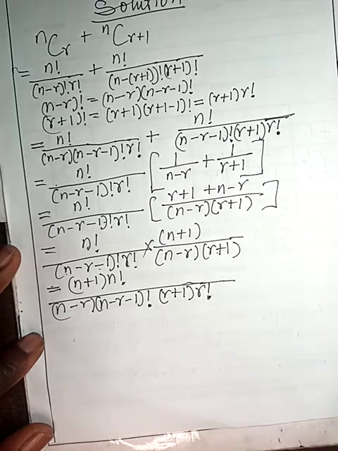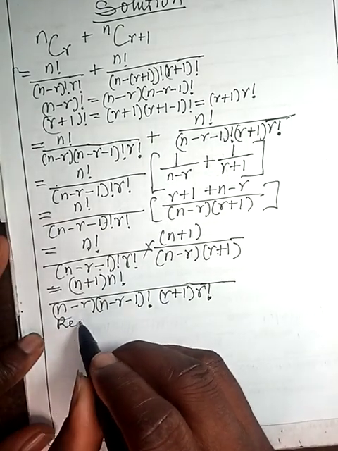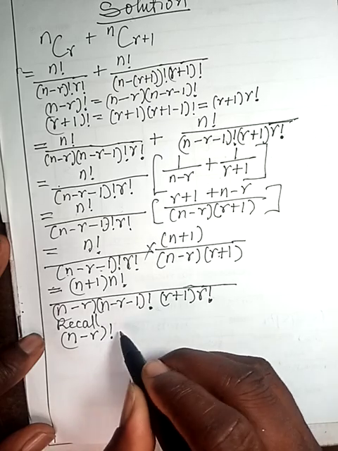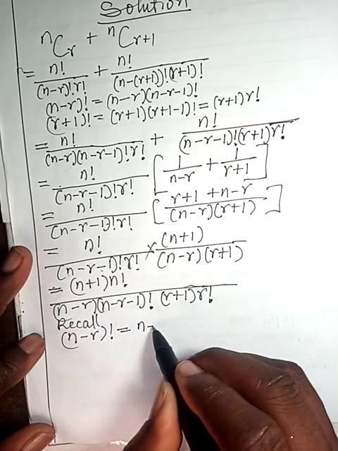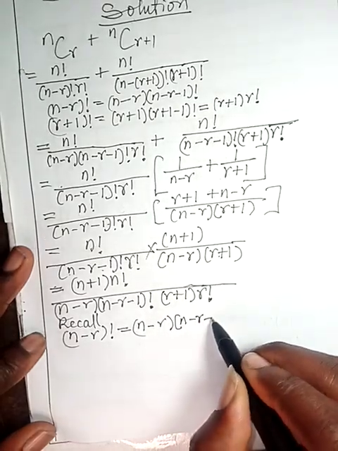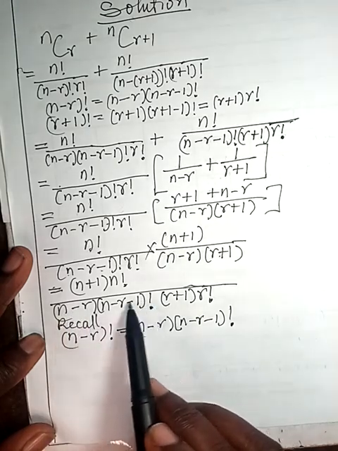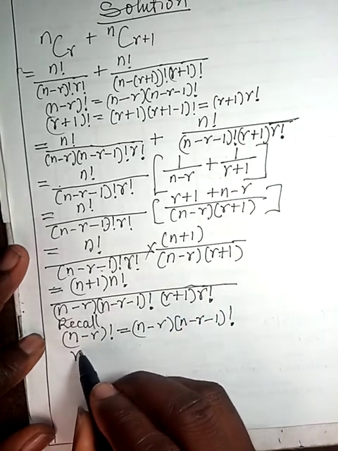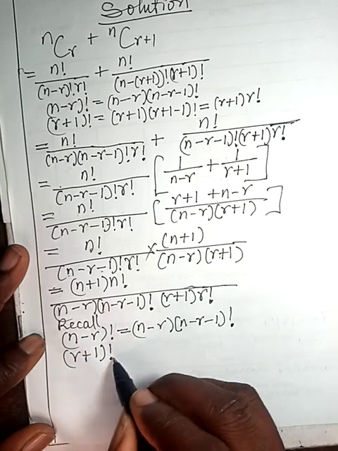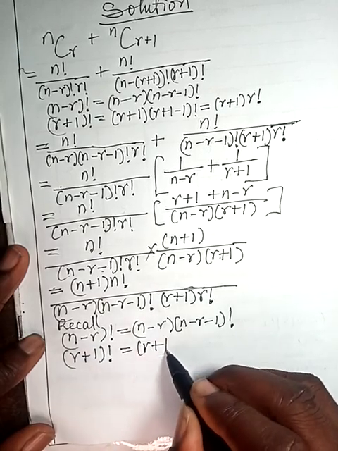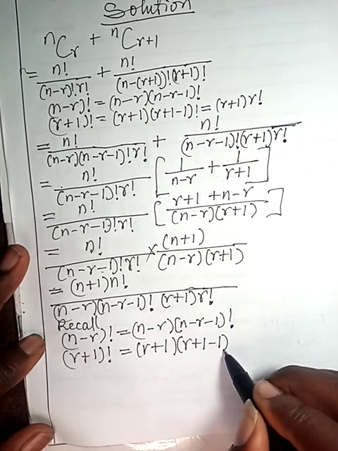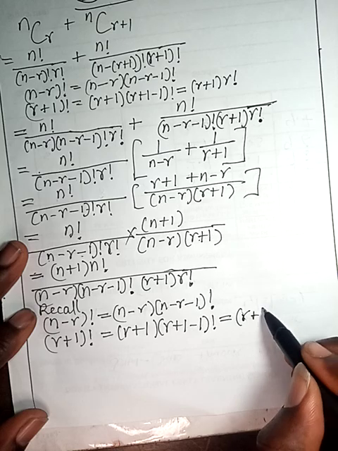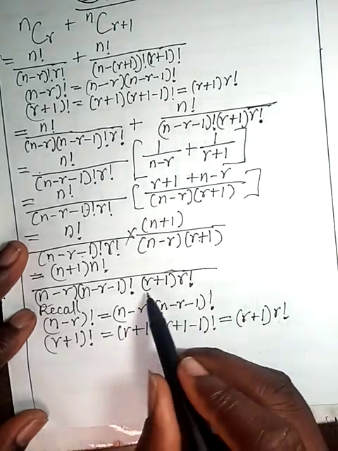Alright, there are some things I need you to note. Now recall that N minus R factorial is the same thing as N minus R into N minus R minus 1 factorial. So the whole of this can be rewritten as N minus R factorial. What of this? R plus 1 factorial can also be rewritten as R plus 1 into R plus 1 minus 1 factorial. This is the same thing as R plus 1 into R factorial. That's what we have here.